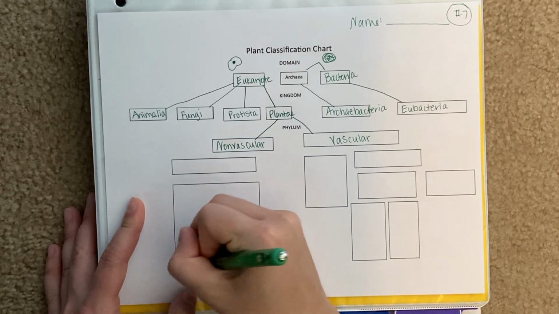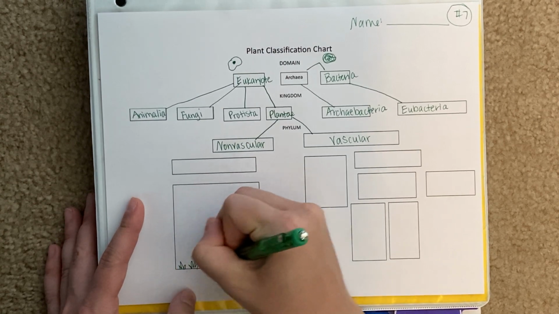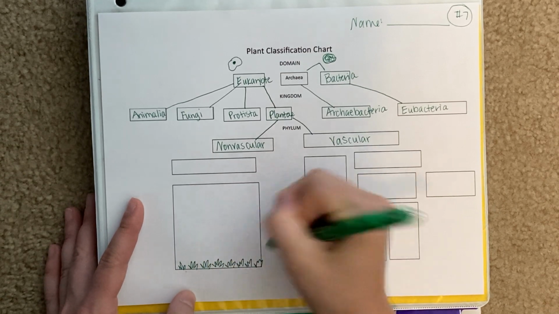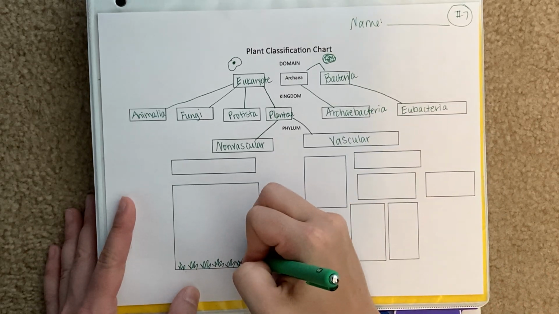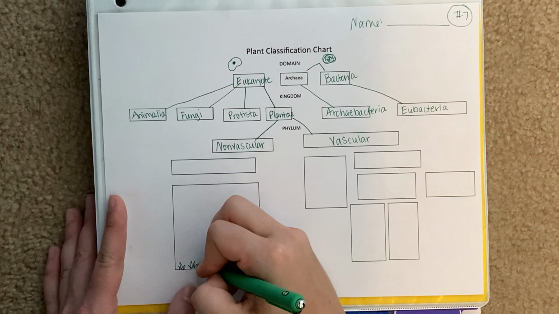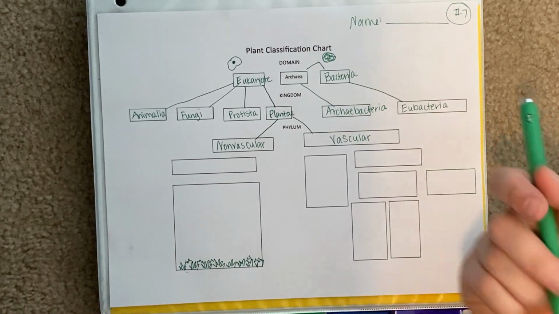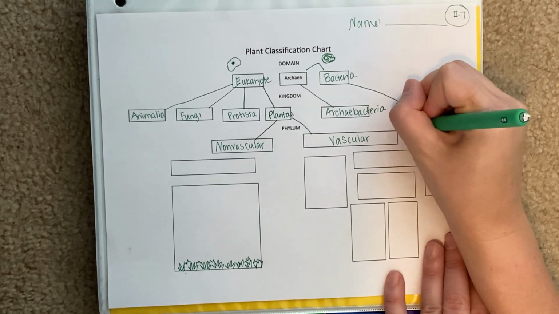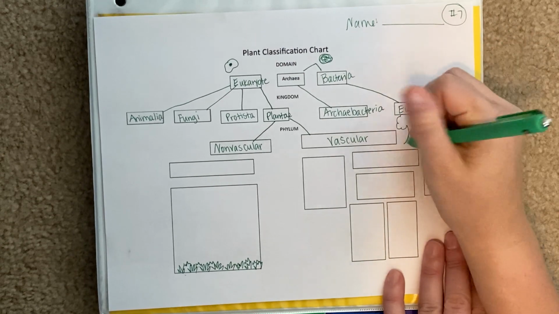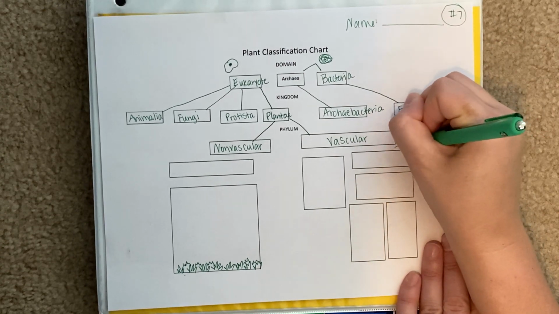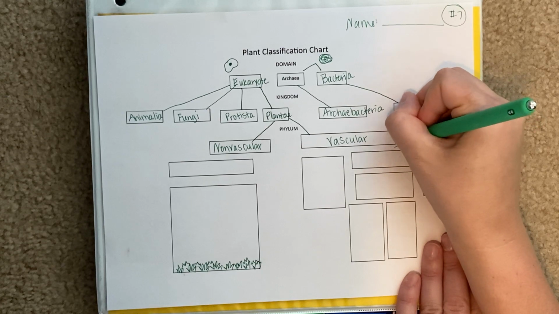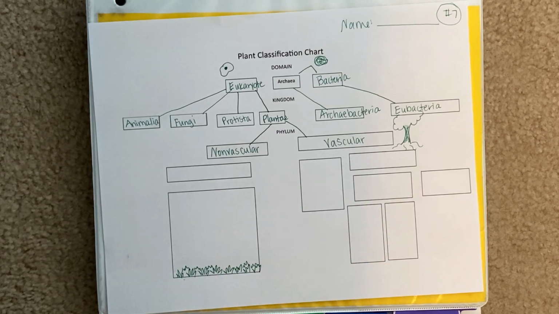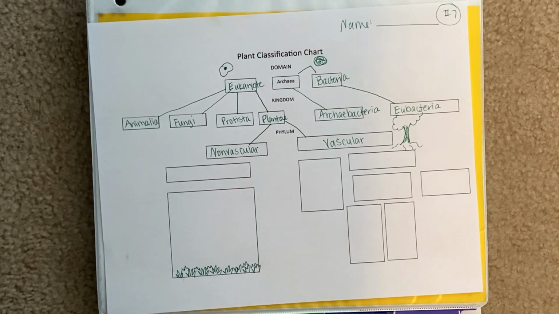So to help me remember that, at the bottom down here, where I'm going to list the examples of non-vascular plants, I like to draw a small, short little moss. Okay, and then for the vascular plants, to remind me that these are the plants that can grow tall, I like to draw a big tree with some roots coming down off of it.